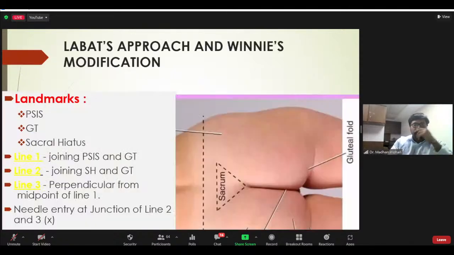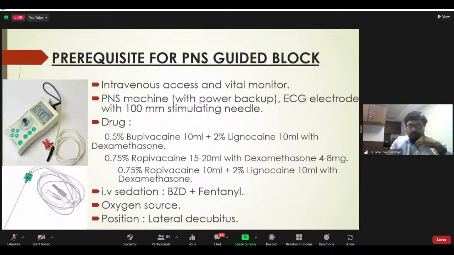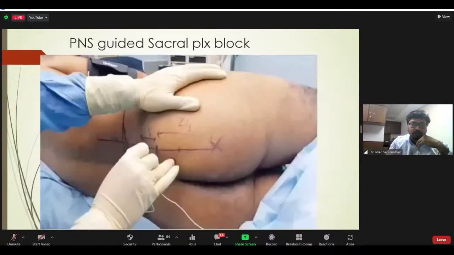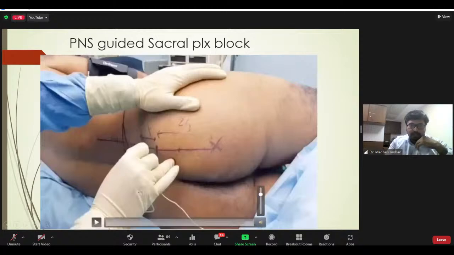So second will be the gluteal approach. Gluteal, I will show the video of this, the video doing the Manju's approach for parasacral plexus block.